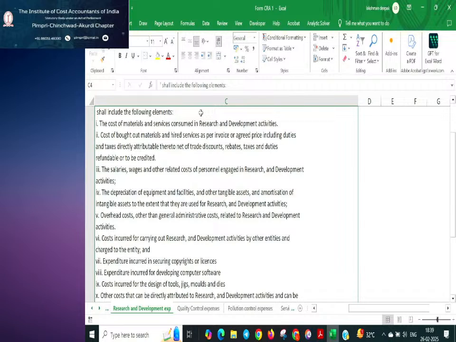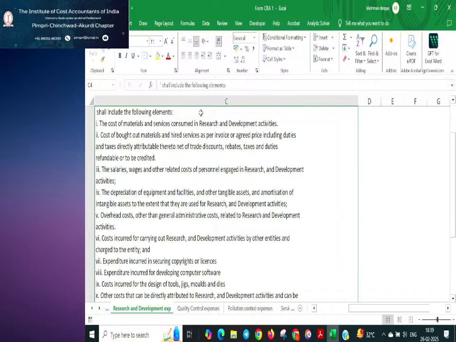So you need not take that under R&D. For R&D, whichever administrative cost is related to that R&D activity should be taken into consideration. Then cost incurred for carrying out research and development activities by other entities and charged to the entity. That is, you might be having your facility for R&D, someone will be using your R&D facility, so at that time whatever you charge them will also form part of it.